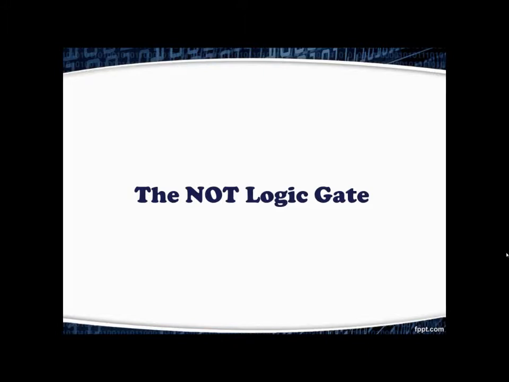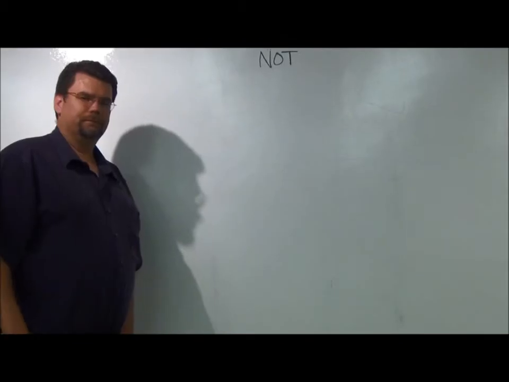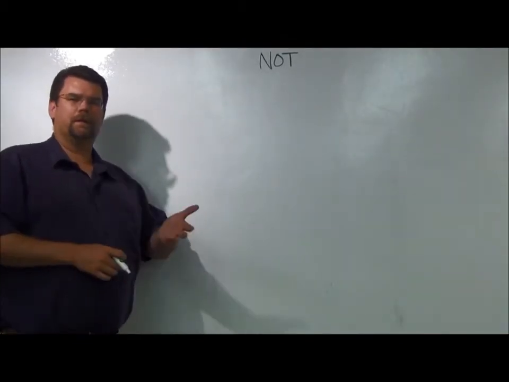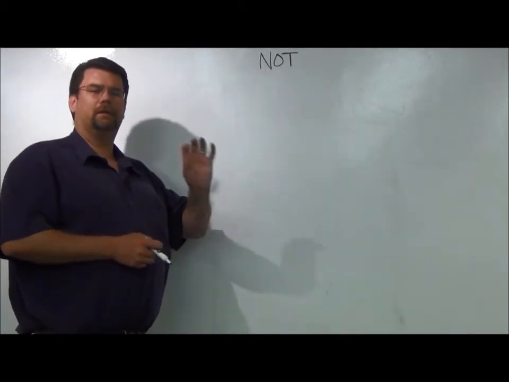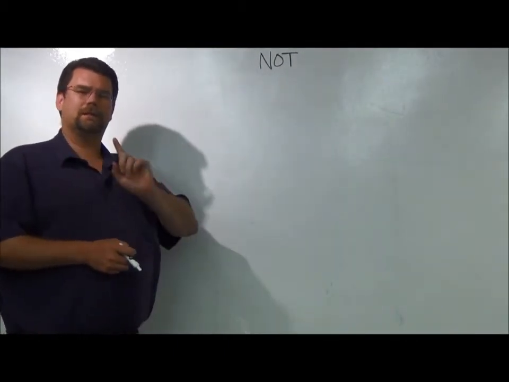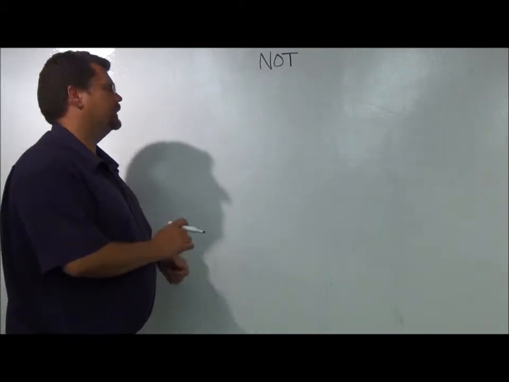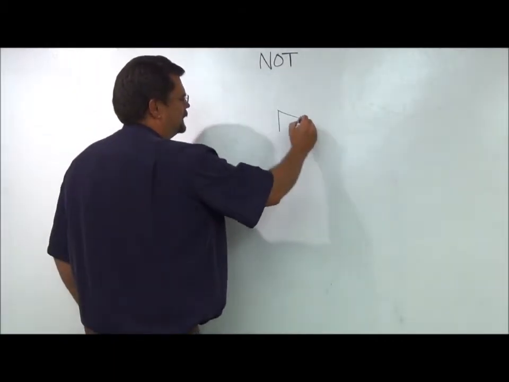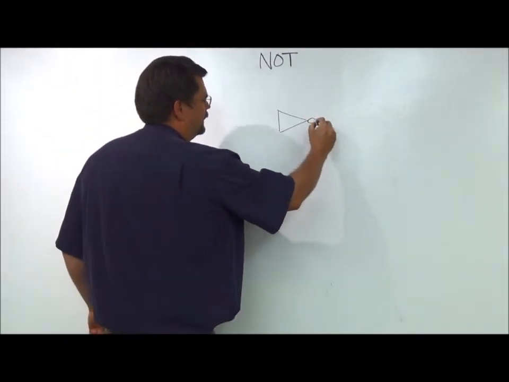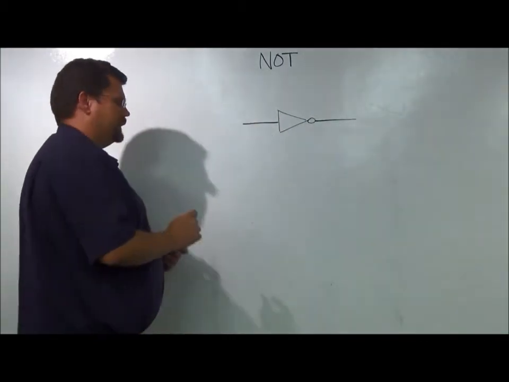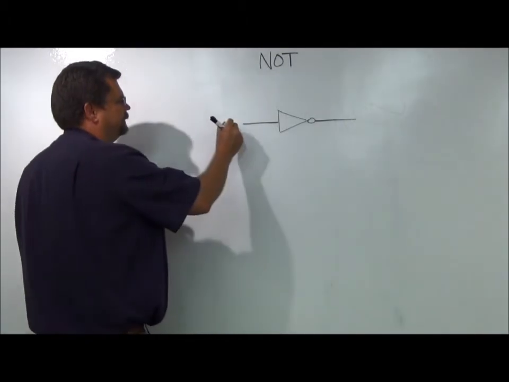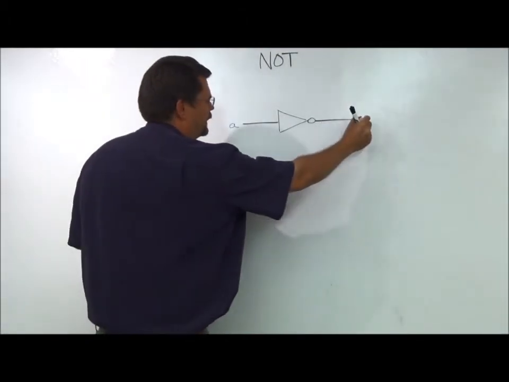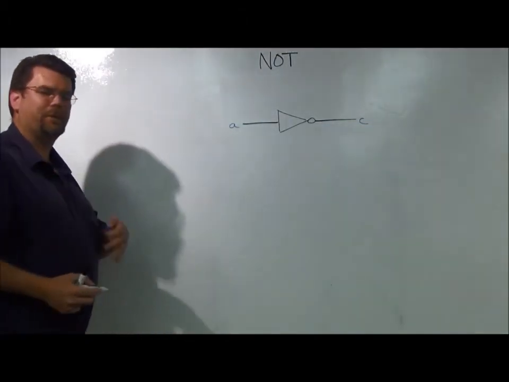Finally, let's examine the NOT logic gate. The third and last of the basic logic gates is called NOT. Now, unlike AND and OR, NOT only requires a single input and produces a single output. The symbol looks like this. Since we only have a single input, we'll label that as A. We'll also call the output C to be consistent with the other gates.